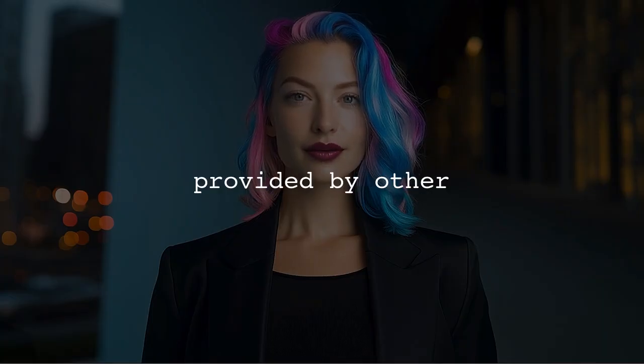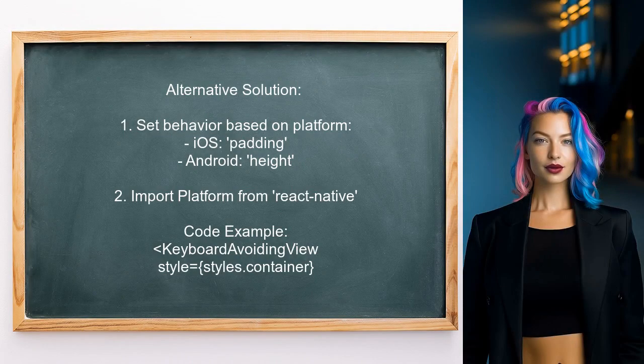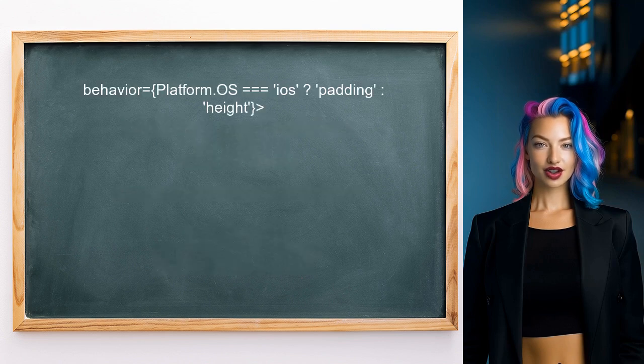Now let's look at the answers provided by other users. An alternative solution from another user suggests adjusting the behavior of the keyboard avoiding view based on the platform. They recommend using padding for iOS and height for Android. Additionally, they mention the need to import the platform module from React Native.